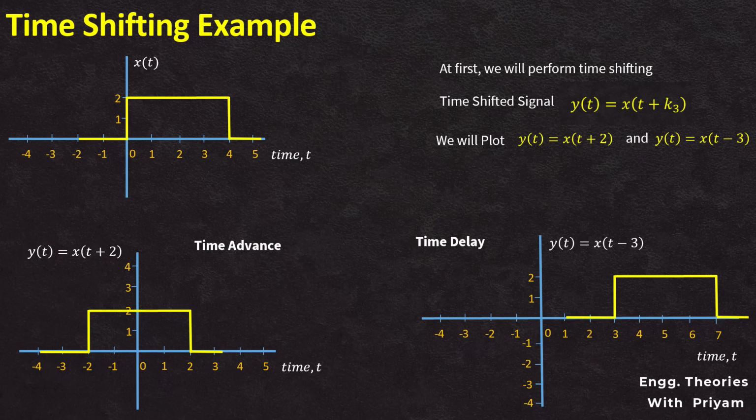So this is the time shifting operation of the signal x(t), as the signal moves to the left and right by the value of k3, but there is no change in the amplitude of the signal. Please watch the lecture on time shifting operation in the Signals and System playlist to know this process in detail.